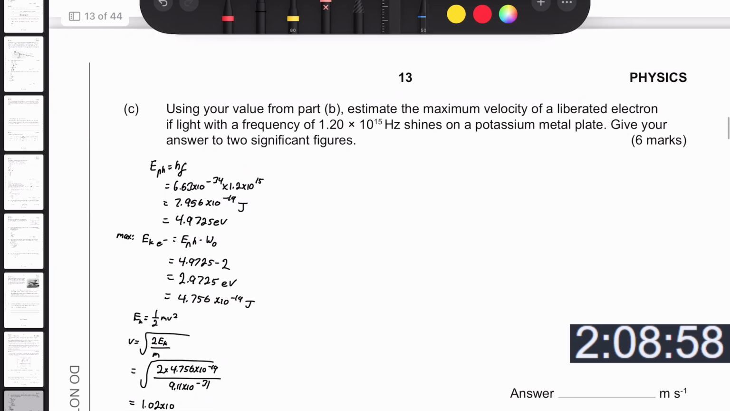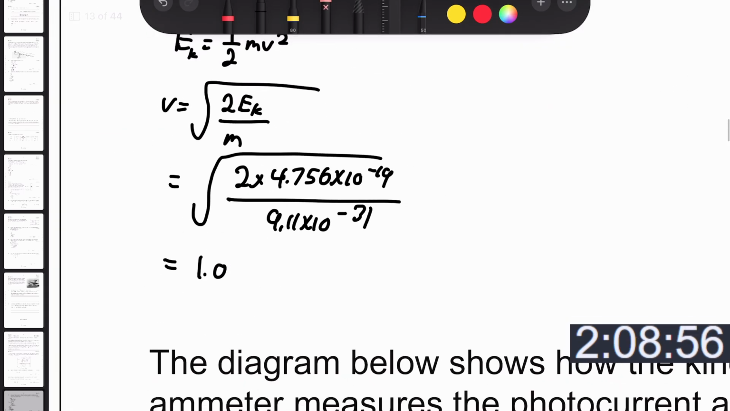Okay, give my answer to 2 sig figs. So nice. Good thing I checked that because I'm pretty sure it said estimate. 6 meters per second.